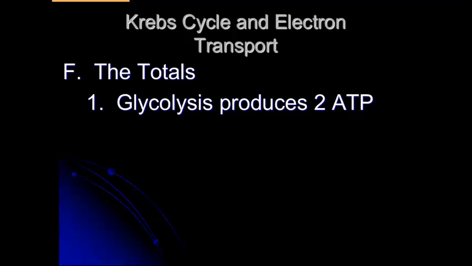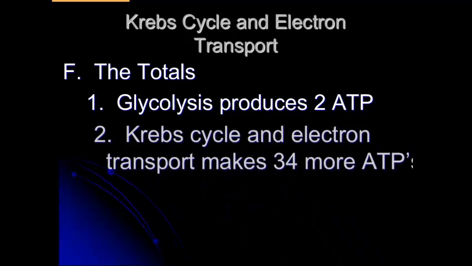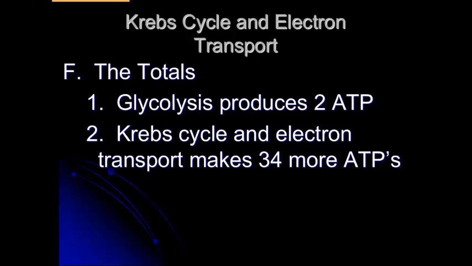Now if we look at the totals and compare them, I mentioned that glycolysis produces 2, not an incredibly overwhelming number of ATP molecules by any means, but it does produce some energy for us. Now in the Krebs cycle and electron transport, if we have enough oxygen to support our cellular needs and we can go through the Krebs cycle and electron transport, we produce 34 more. So that means a total of 36 ATP have been produced through glycolysis and cellular respiration.